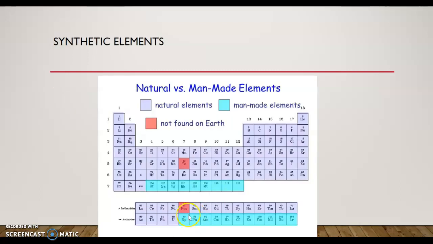Okay, so like I was saying, anything beyond 92 is considered a synthetic element. So notice here, all of these elements are synthetic all the way through here. We actually are all the way out to element 118 right now. Technetium and promethium are both also considered synthetic because they're not found on Earth, so we've had to make them.